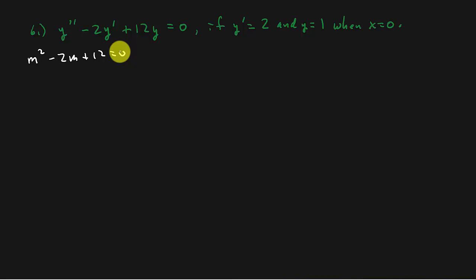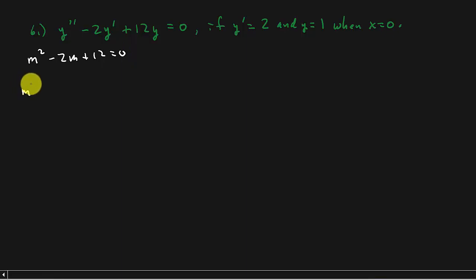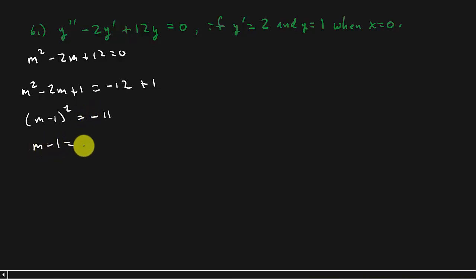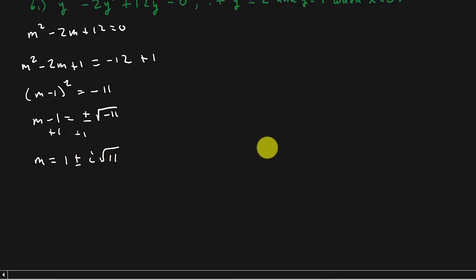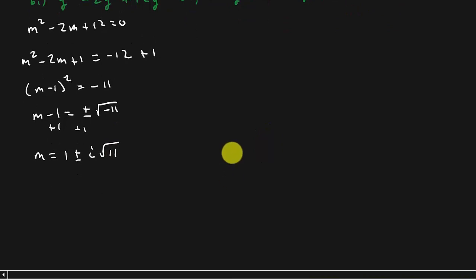Remember how to do that? Most students don't like completing the square. So we've got m squared minus 2m equals -12. Leave that space there. So we half the 2, which is 1, square it, that's 1. Add 1 to the other side. So that's m minus 1 squared equals -11. So m minus 1 equals plus or minus the square root of -11. Add the 1 to both sides, and that gives me m equals 1 plus or minus i square root of 11. All right, so there's our solution.